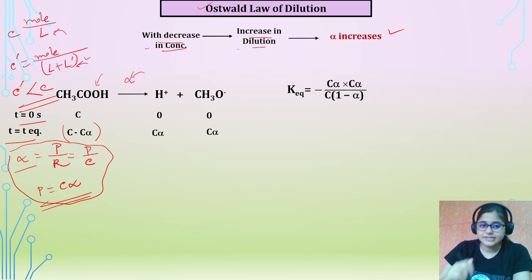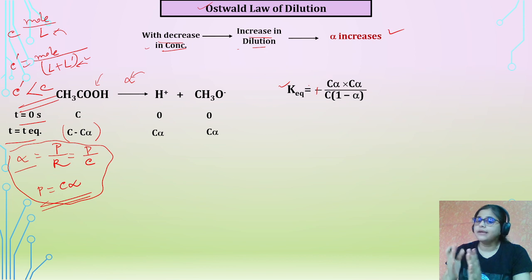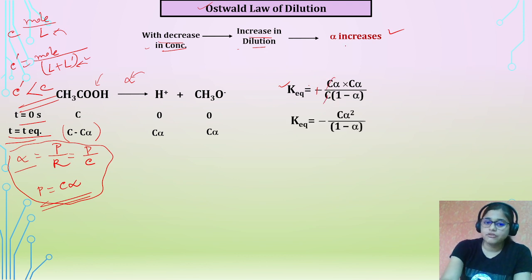Now we know the equilibrium constant is what? Sorry, no negative sign is there. The equilibrium constant means the concentration of products by the concentration of reactant, at equilibrium. So at t equal to t equilibrium, the product concentrations are C alpha and C alpha, multiplied obviously, and divided by the concentration of reactant. So C will be cut out and we get C alpha square by 1 minus alpha, right?